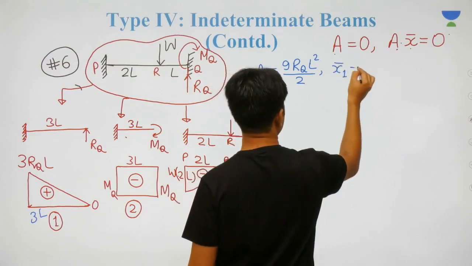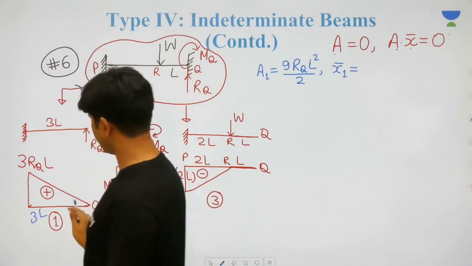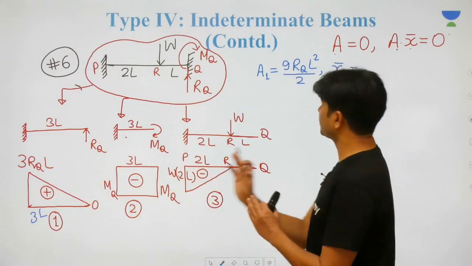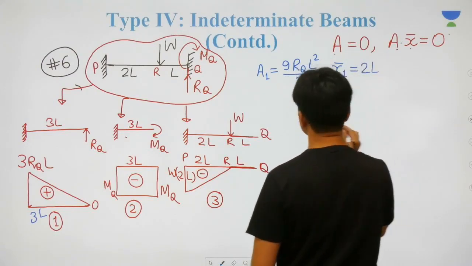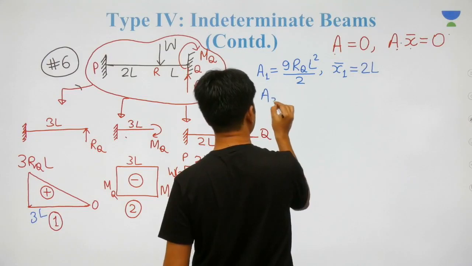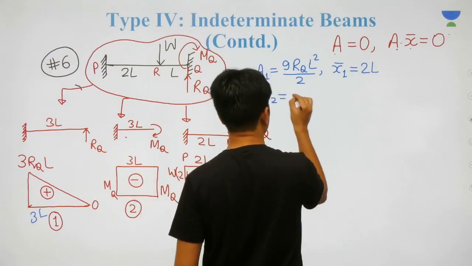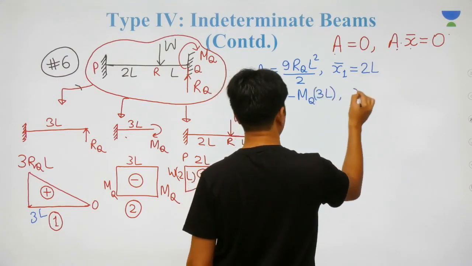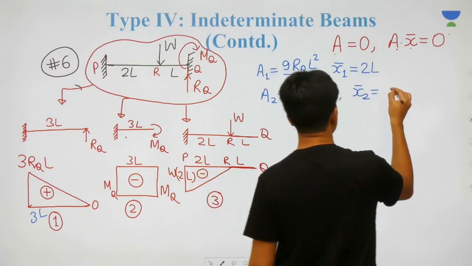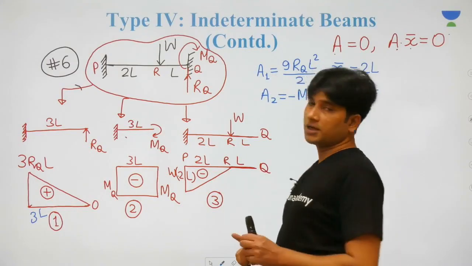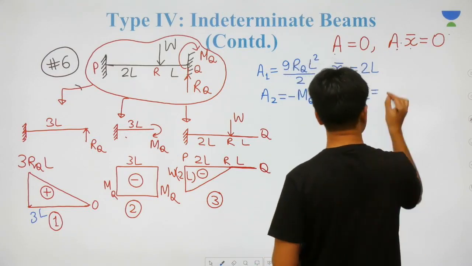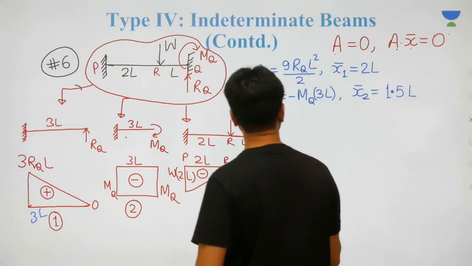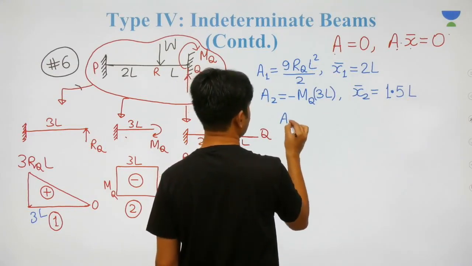Now what about the CG of this particular area? The CG of this area will be at 2/3 of 3L, and 2/3 of 3L is nothing but 2L, isn't it? Then we have the second area simply as MQ multiplied by 3L, but be careful, this is a negative area. And what will be the CG of this area? The CG will be at half of 3L. Half of 3L is 1.5L.